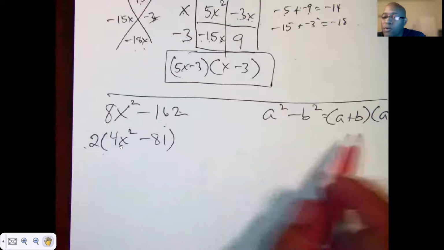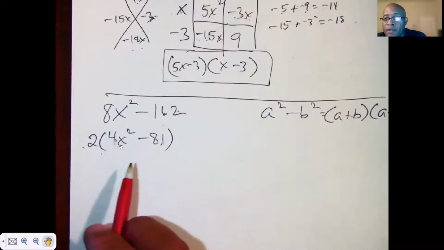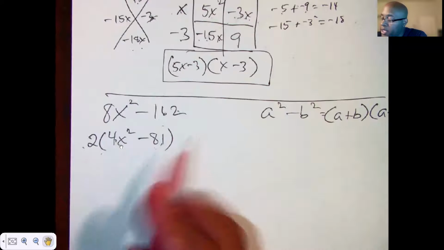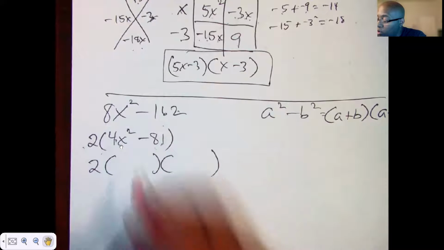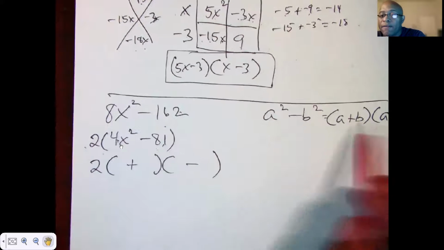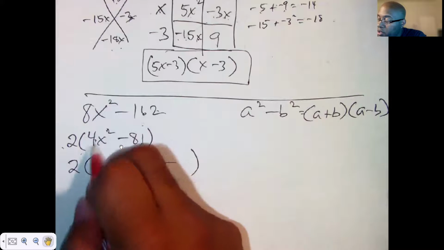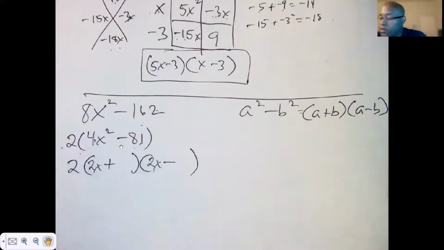So how do we do the difference of squares? Both of these terms have to be perfect squares. What's the square root of 4? 2. What's the square root of 81? 9. So I'm going to factor these out. I know I'm going to have a plus here and a minus here, like I have here. The square root of 4x squared is 2x. What's the square root of 81? 9. It's factored.